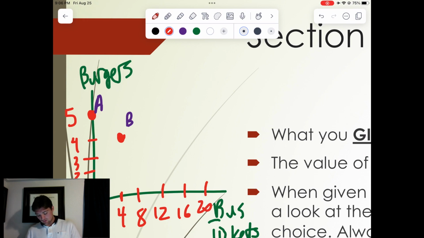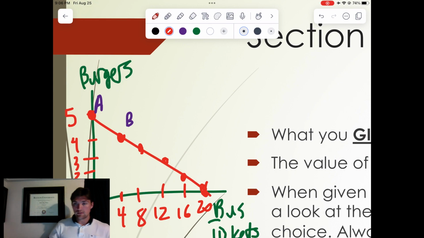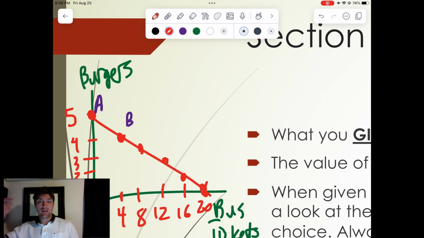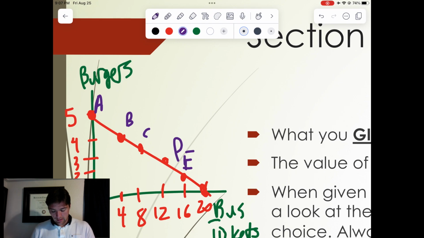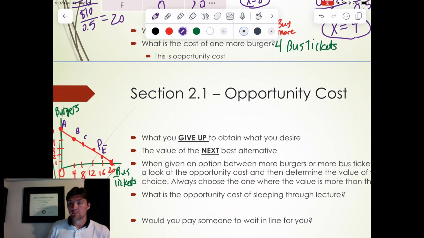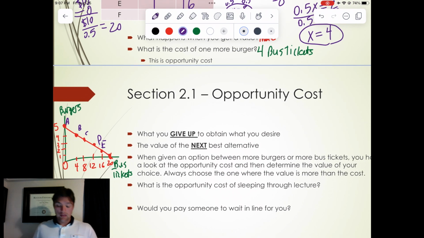And this will show you the budget constraint. So this line right here is showing you the maximum amount of goods you can buy when your income is $10, and the price of a burger is $2 and the price of bus tickets are 50 cents. Because of all of those circumstances, this is your budget constraint.